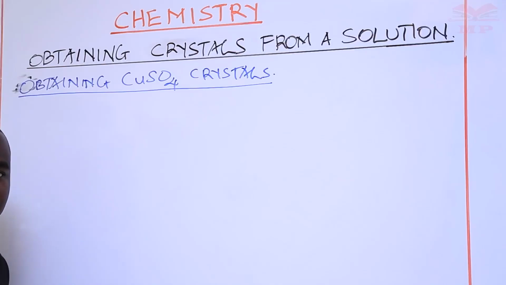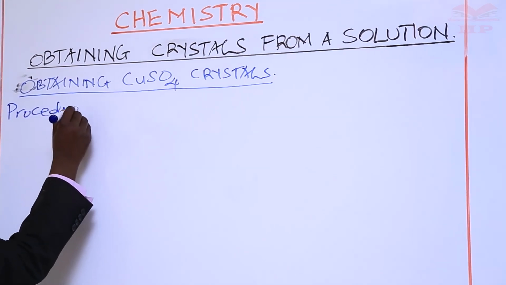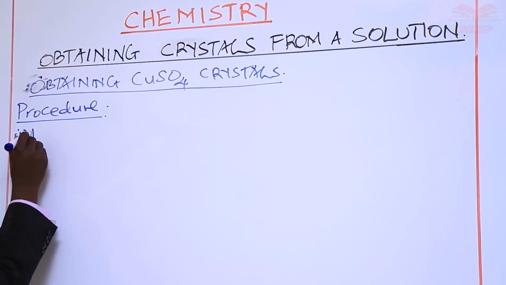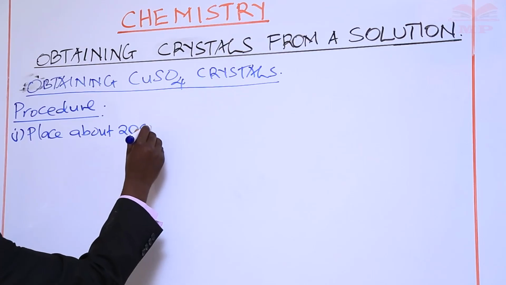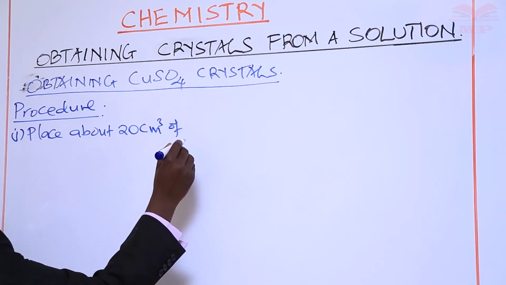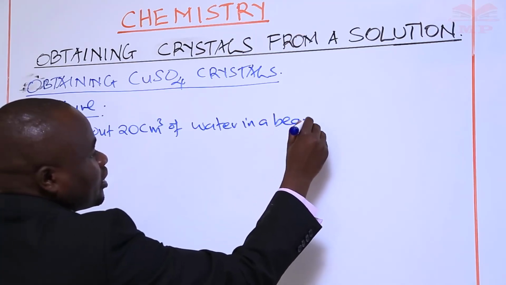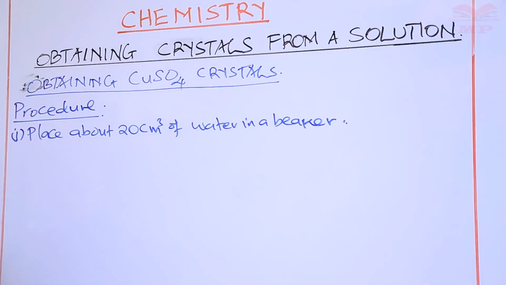So let us start by preparing the copper sulfate solution first, and then from there we shall see how we can get the crystals from the solution itself. So the procedure is as follows. First, number one, you place about 20 centimeters cubed of water in a beaker. So you just measure that using a measuring cylinder.